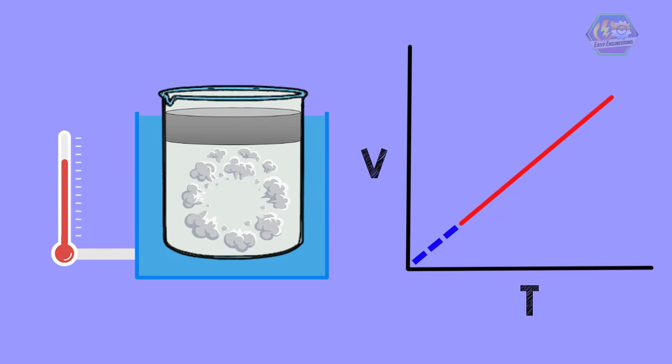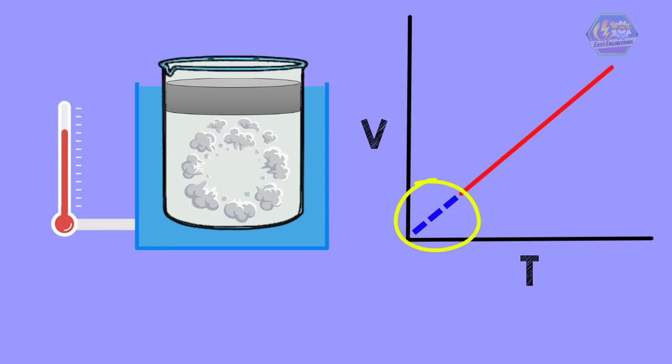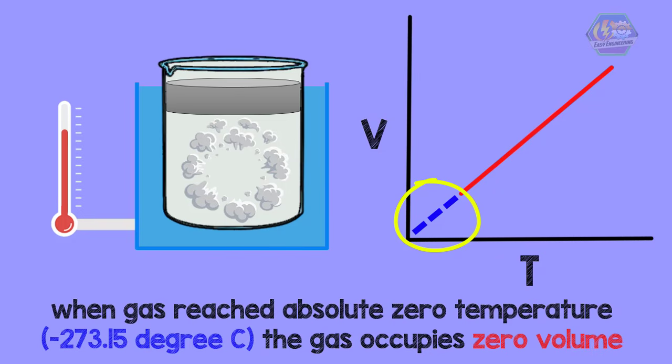It can be seen in the graph that there is a dashed line portion because, theoretically, when a gas reaches absolute zero temperature, or negative 273.15 degrees Celsius, the gas occupies zero volume. But no one has ever seen this phenomenon. The temperature's unit is in Kelvin for SI unit or Rankine for English unit.